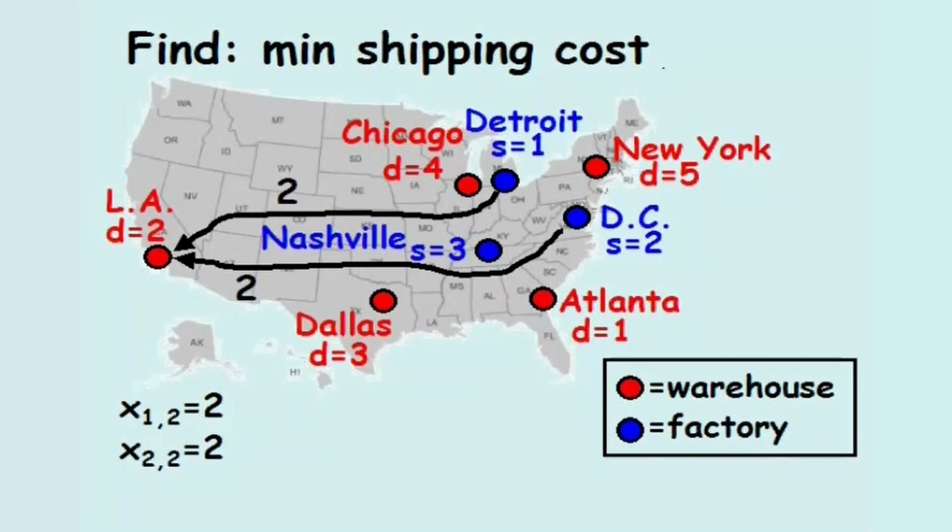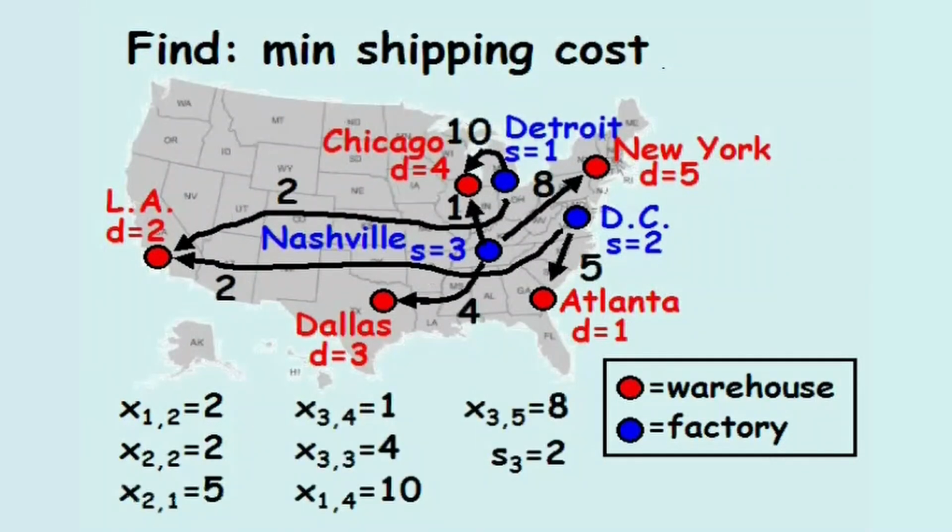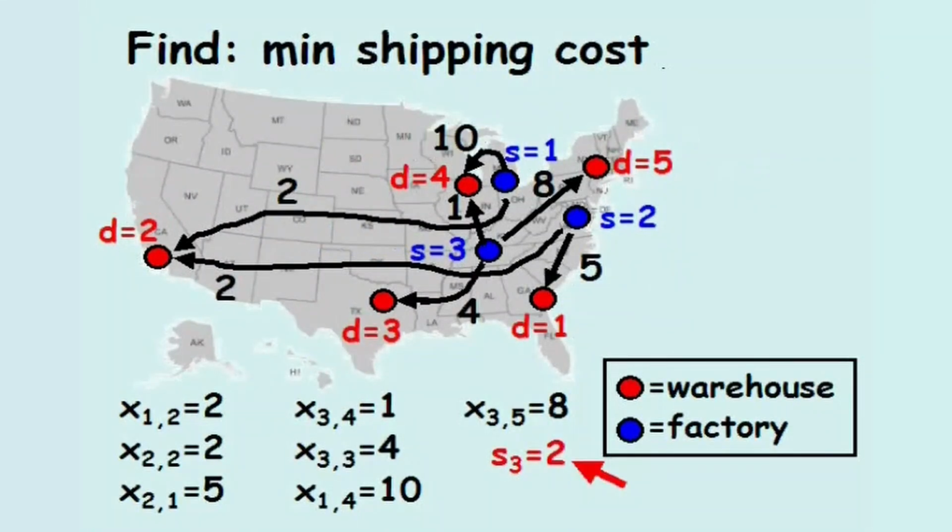The remaining transport routes are sketched in, and for clarity, the city names are removed. Since slack variable S3 equals 2, this means Factory 3, Nashville, can ship out 200,000 more cases of materials than it currently ships out according to this schedule.